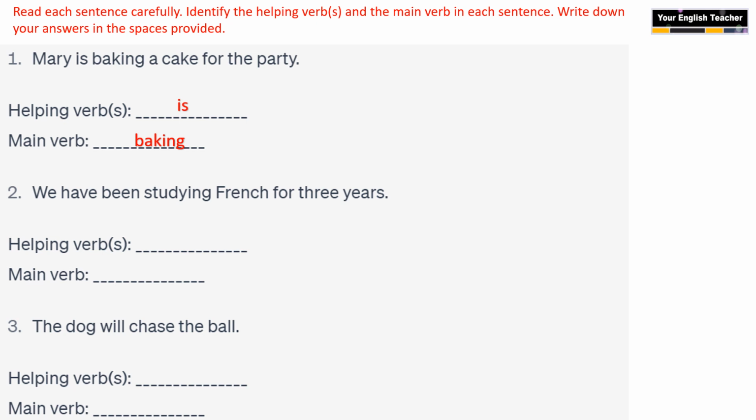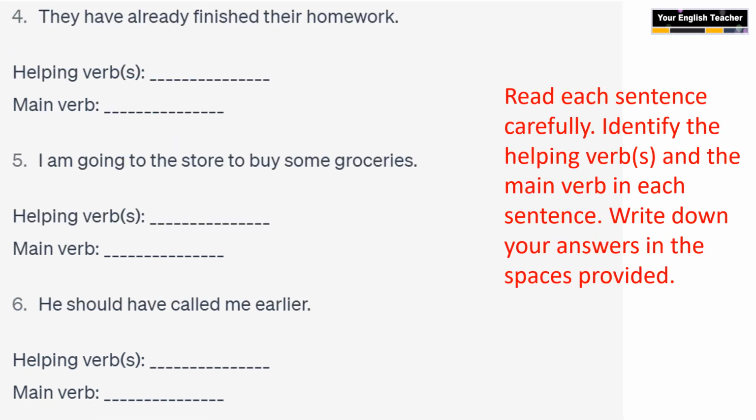Similarly, in the second sentence, what is the verb phrase? Have been studying. Here, three words are there in that verb phrase. So as usual, the last word, studying, will be the main verb. And before that, have been. These two words together make the helping verb. So have been is the helping verb and the main verb is studying. In the third sentence, will is the helping verb, chase is the main verb. See here again, in the fourth sentence, have is the helping verb and finished is the main verb.